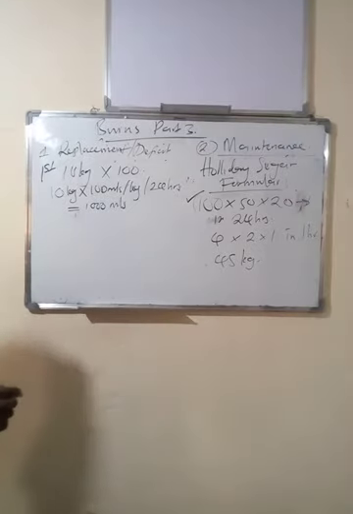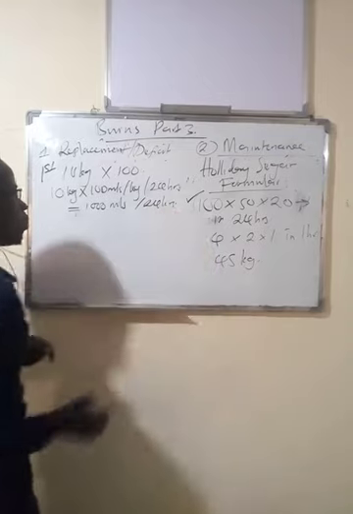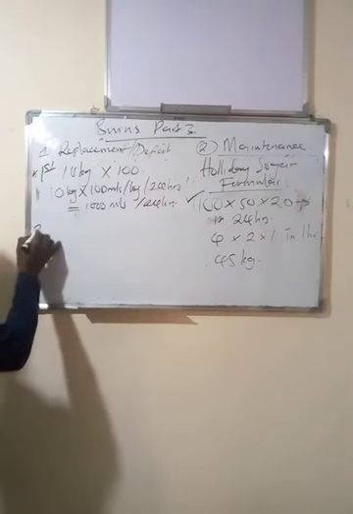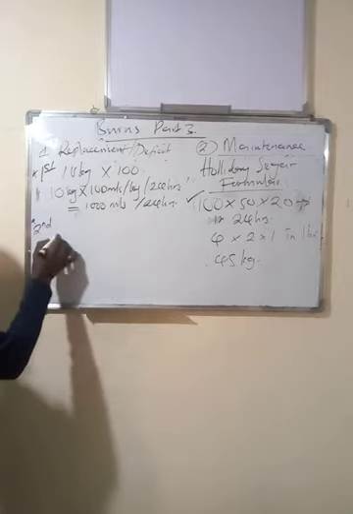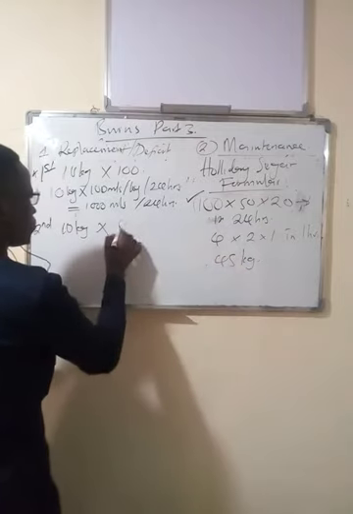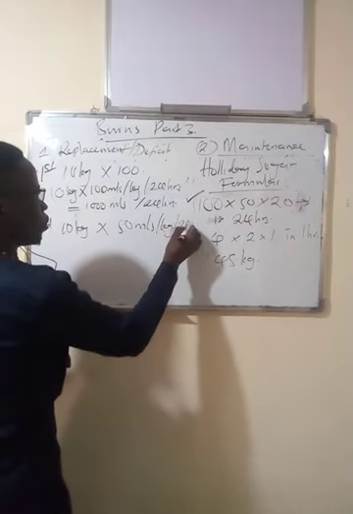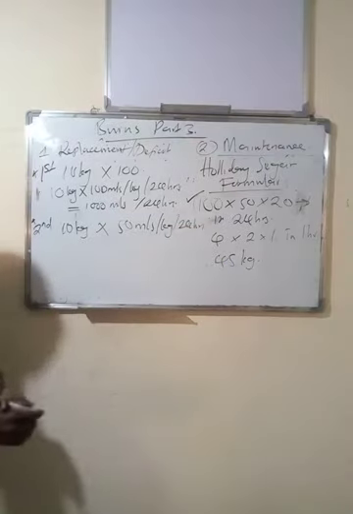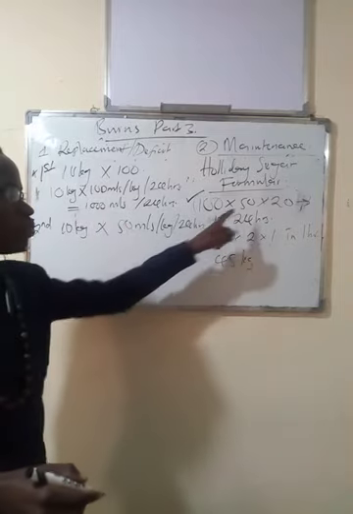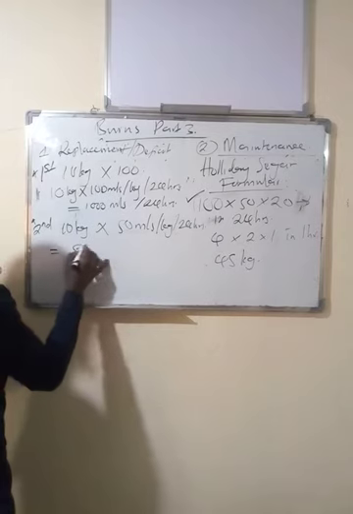Okay, then the second 10 kg you multiply by 50 mils per kg per 24 hours, right? So the first 10 kg you multiply by 100, the second 10 kg multiplied by 50. So in this case, this is going to give us 500 mils per 24 hours.